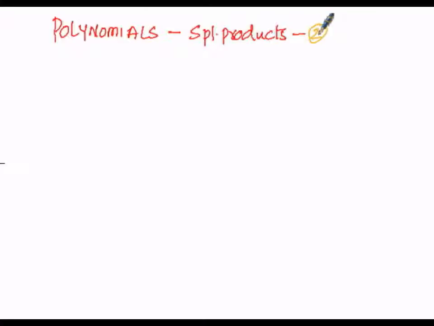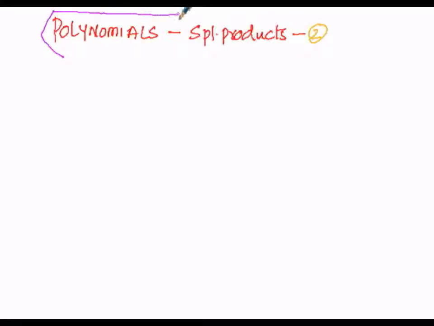Polynomials with special products of advanced level, that is under group 2. Under group 2 we are going to utilize the special products of a cube plus b cube, that is a plus b into a square minus ab plus b square, as well as the other one, a cube minus b cube, that is a minus b into a square plus ab plus b square.